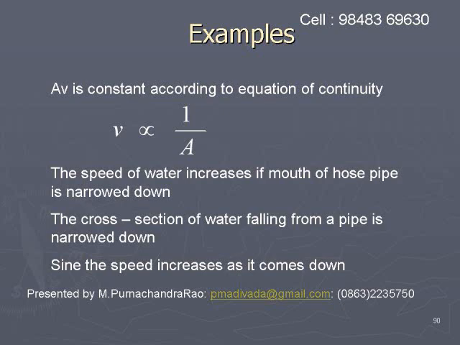We notice that the water coming from a tap, when it is falling, its area of cross section decreases. As it comes down, the velocity of water increases, hence the area of cross section decreases. So A is proportional to 1 by v. When v increases, A decreases. So the area of cross section decreases as the speed of water increases when it comes down.